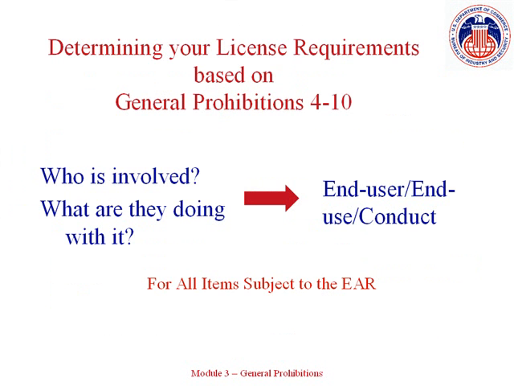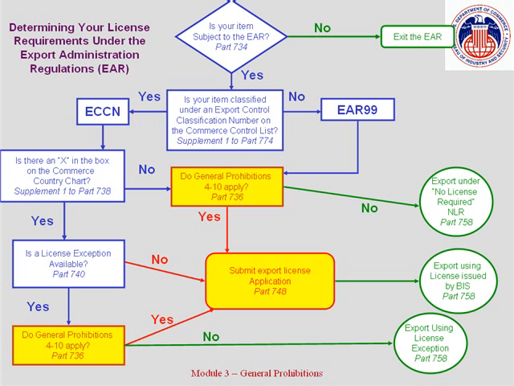Now let's take a closer look at the remaining prohibitions. These prohibitions create a license requirement based on the end user, end use, or other activity. Regardless of whether or not your item has an ECCN or is EAR 99, General Prohibitions 4 through 10 must be considered before proceeding with your export transaction.